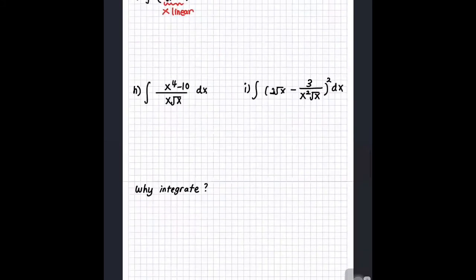H. Chris, what technique are we using? Split. Yes, split and simplify. After that, you bring up. And then, of course, the last one is confirm non-linear. When it is non-linear, the only technique you have is expansion.